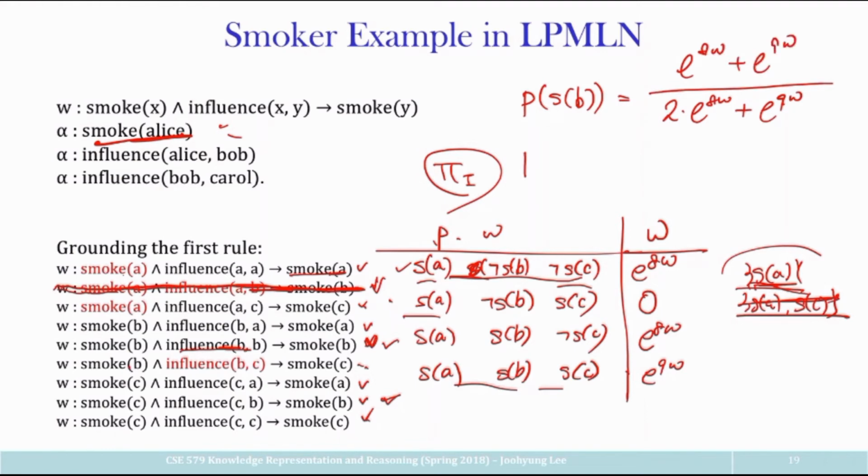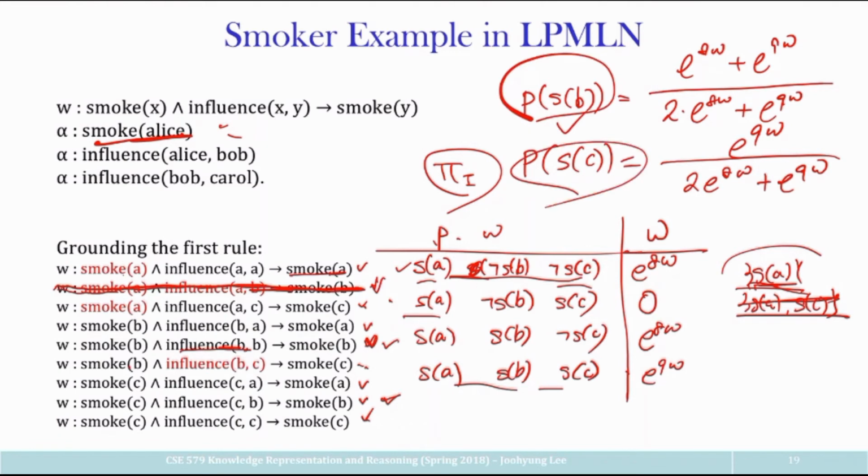Good. What about Carol being a smoker? That has the same denominator. And what about the case that C is a smoker? It's actually only 1 now. Actually 2, but 1 has the weight 0. So this one is e to the power of 9w. Which one is bigger? The first one. So this is bigger than this.